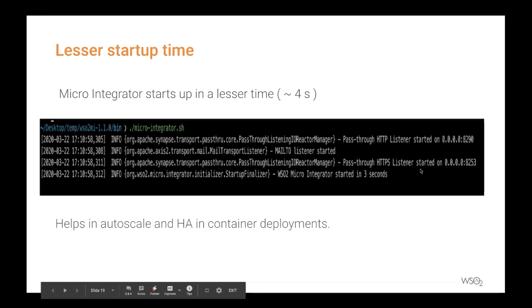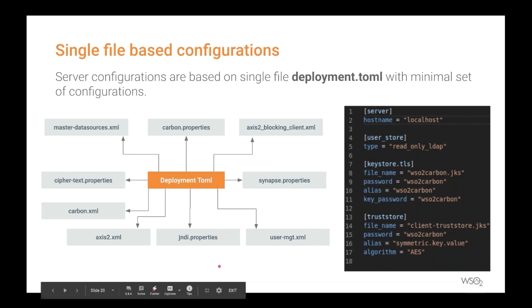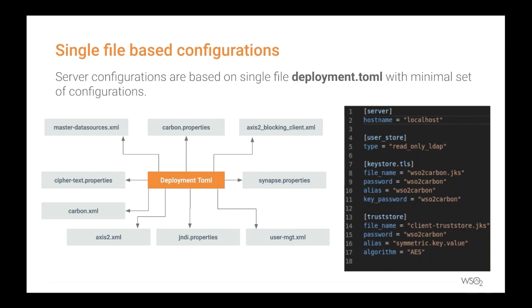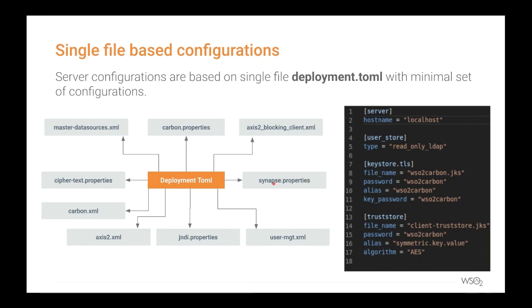And the next feature is the one which I mentioned, single file based configurations. If you're familiar with the WSO2 stack, you will understand all the names on your left, the file names: all the XML files, master-datasources, carbon.properties, axis2, synapse, etc. These are the server configuration files where you edit some configurations. That is, if you want to enable some transport, or if you want to add some data source, these are the files where you edit those configurations. But now with the Micro Integrator 1.1.0 release, you really don't need to go and edit all these files. All of these have been merged into a single file called deployment.toml. Basically, TOML is a minimal language.